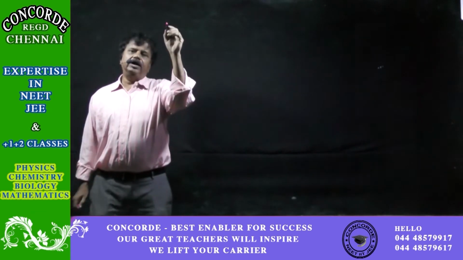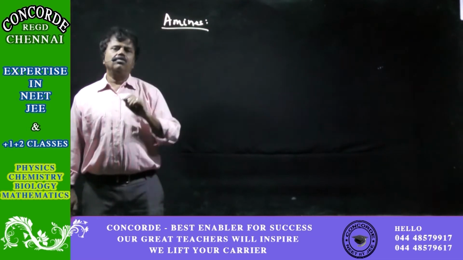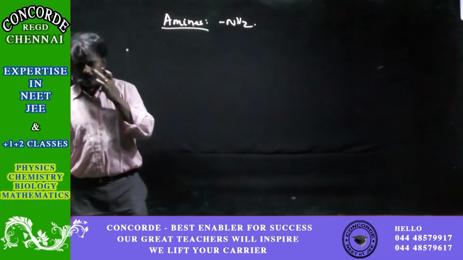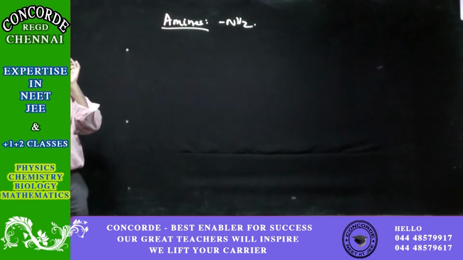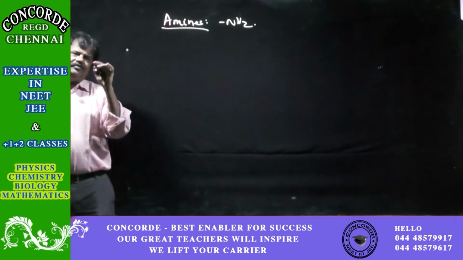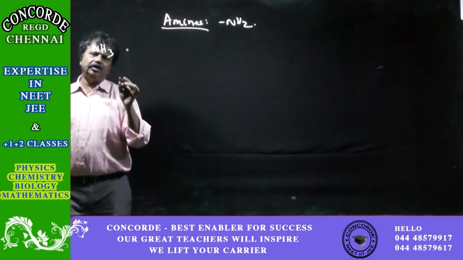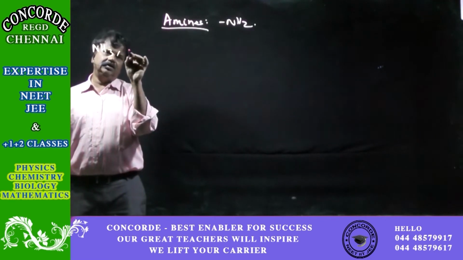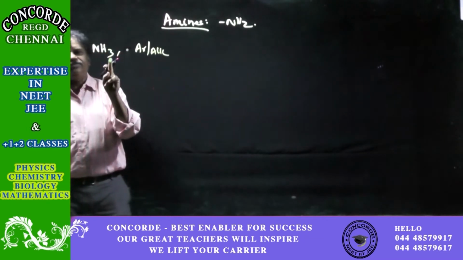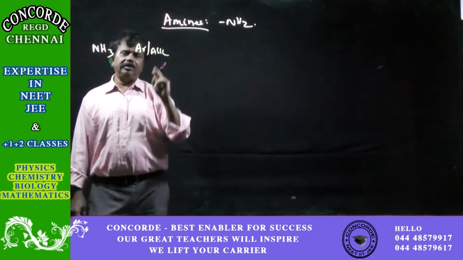Now let us go to a new lesson, namely amines. Amines are organic compounds containing the NH2 group, containing N and H. These amines can be taken as derivatives of ammonia. From ammonia you take out one hydrogen and put an aryl or alkyl group. Replace the hydrogens with one alkyl or one aryl group, and you get the amines.